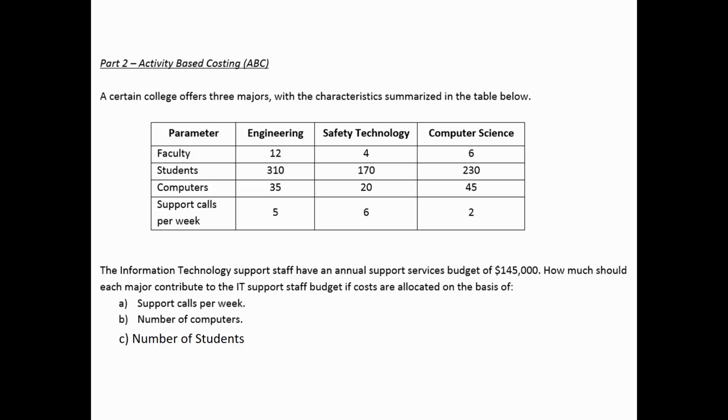But then maybe the computer science department should say, well, you guys should pay more than a third, because if you look at the support calls, the safety technology division in this theoretical example has so many support calls. And so maybe the computer science would argue maybe the allocation should be on the basis of support calls rather than on some of these other factors. And so you could argue it a lot of different ways. So let's see it from these three different perspectives. How much would you have to recover from each division if you're doing it on the basis of support calls, on the basis of number of computers, or part C, on the basis of the number of students?